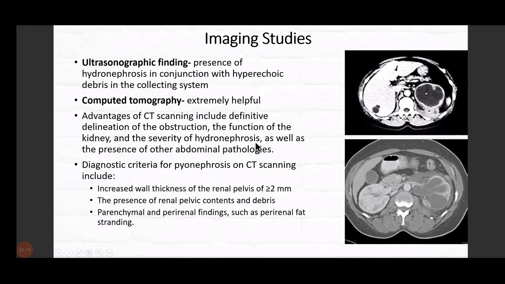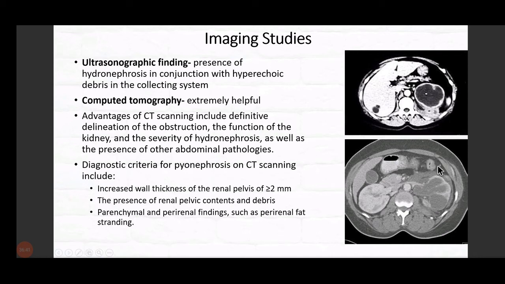What are the reasons for obstruction? It can pick up a stone more nicely. It can measure an area of stricture. It can also tell you the spread of the infection, whether it is localized to the kidney or it has moved beyond the kidney. The features which may be found on CT scan may be the thickening of the renal capsule. You may find some kind of debris or the stone within the system, or extension of the infection.